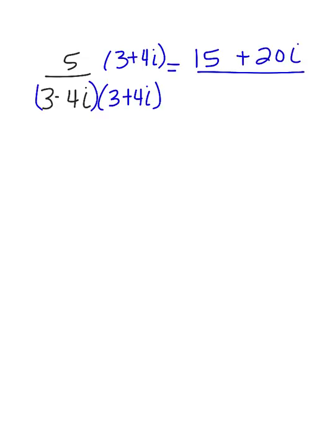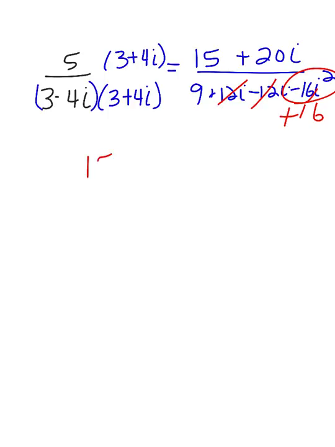In the denominator, you have to distribute. So that's 9 plus 12i minus 12i minus 16i squared. Positive 12i and negative 12i cancel out. Minus 16i squared becomes plus 16. So that's 15 plus 20i over 9 plus 16, which is 25.